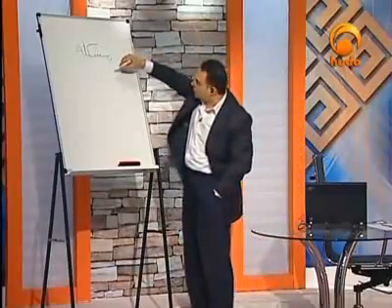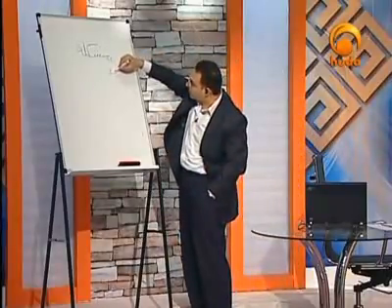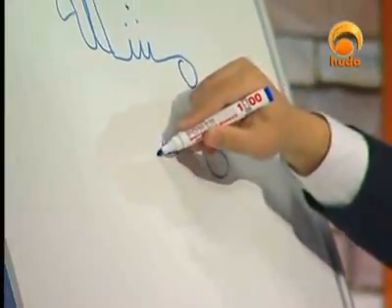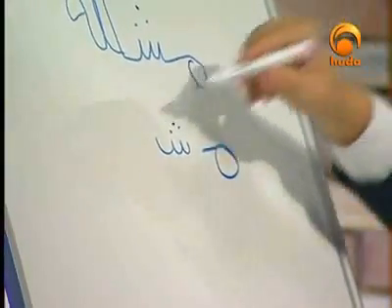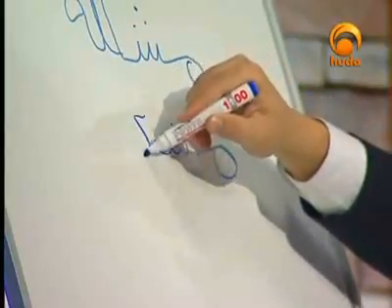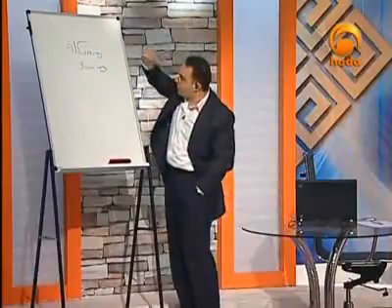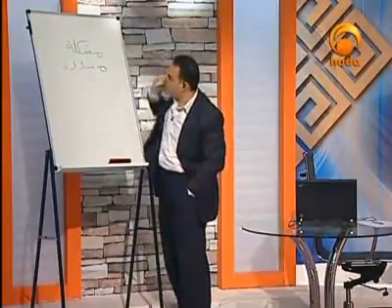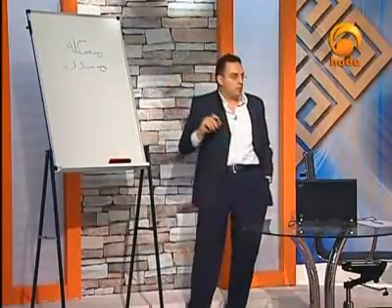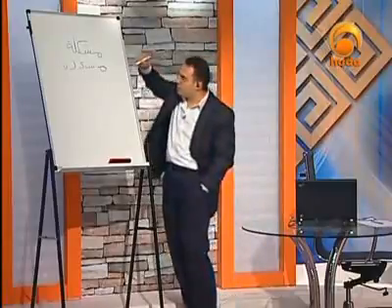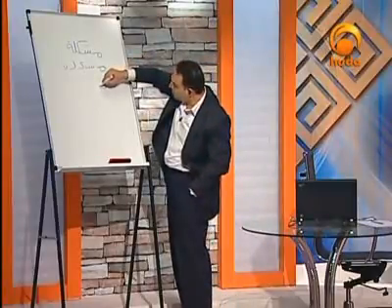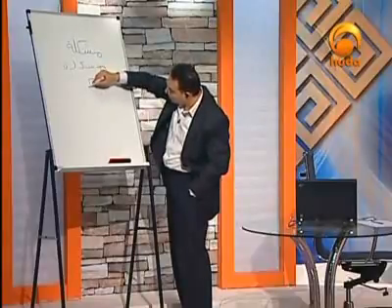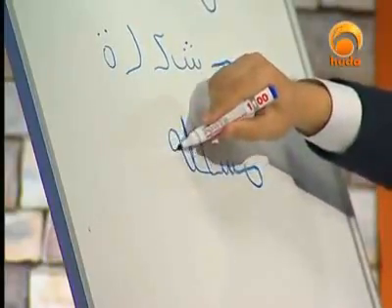So I would disconnect all of them again. Ma, and then we have sha, and then we have kaf, and then we have lam, and then we have ta. So I will connect all of them. Here it is: mushkila, in this way.